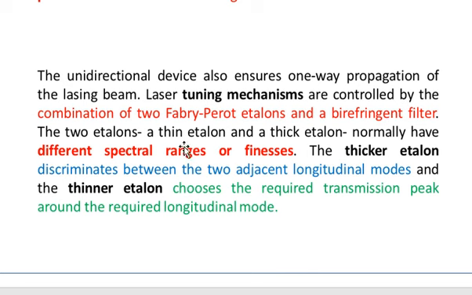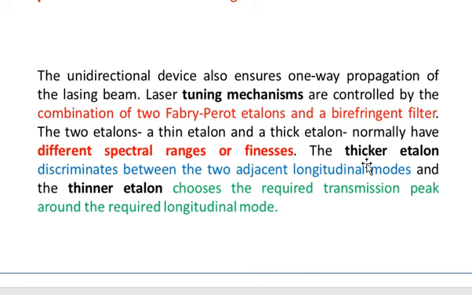The two etalons, a thin etalon and a thick etalon, normally have different spectral ranges or finesses. The thick etalon discriminates between two adjacent longitudinal modes. That is, the two adjacent longitudinal modes are identified by the thick etalon, and the thick etalon will allow the two consecutive longitudinal modes to pass through the system.